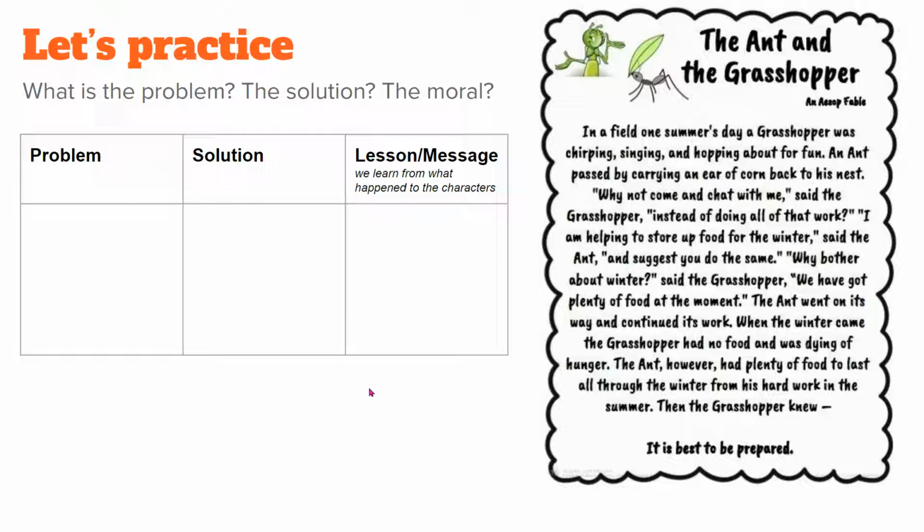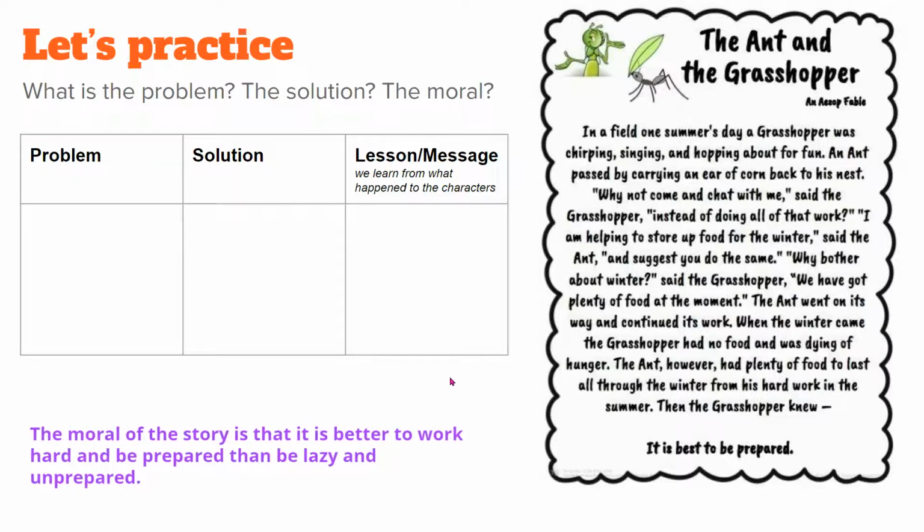So the lesson message of this story that you as the reader can learn about and take in your own life is, it's best to be prepared. That is not the only lesson or moral that you can get from this story. Did you think of something else? Sometimes when I read this, I also think that it's important to work hard. The moral of this story is that it is better to work hard and be prepared than be lazy and unprepared. So think about it. There can be more than one lesson or moral, as long as you can support it.